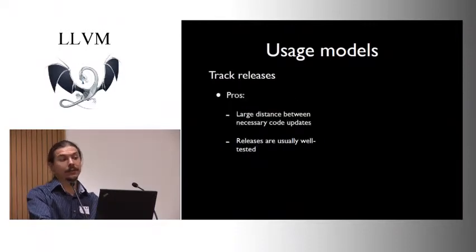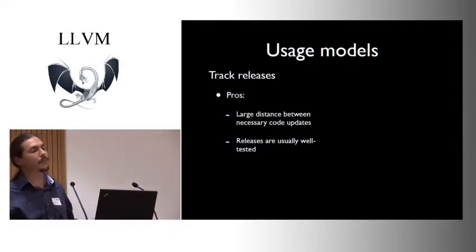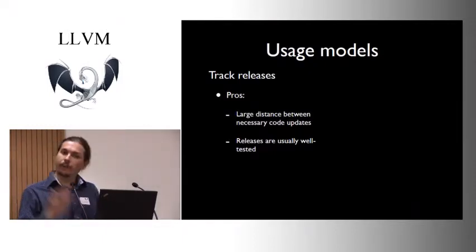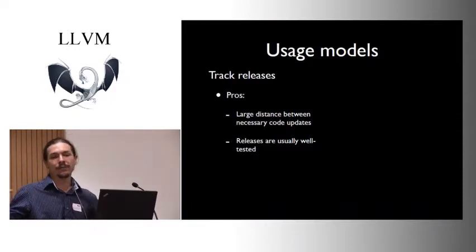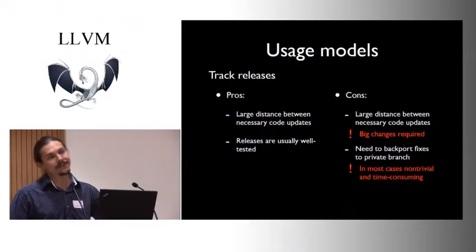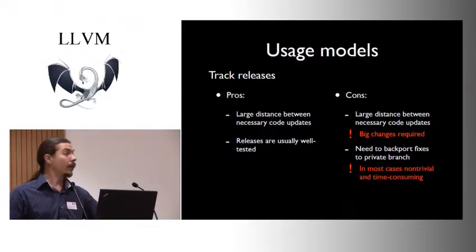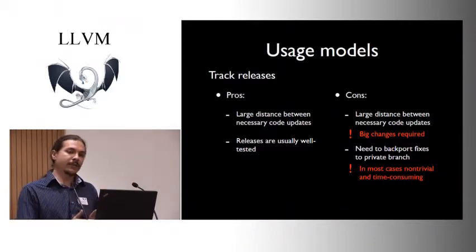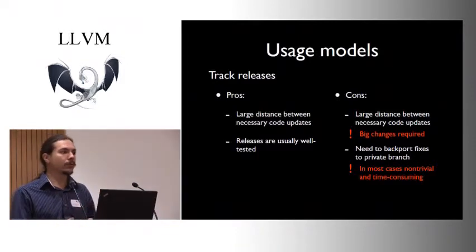The first model is tracking releases. There are surely some advantages, because there is a large distance in time between necessary code updates, and also releases are usually quite well tested, and there is only a really small probability that there will be some bug there. However, all these advantages are also some sort of disadvantages. Why? Because of the big time difference between releases, you have to change a lot when you want to update your own code base for the next release.